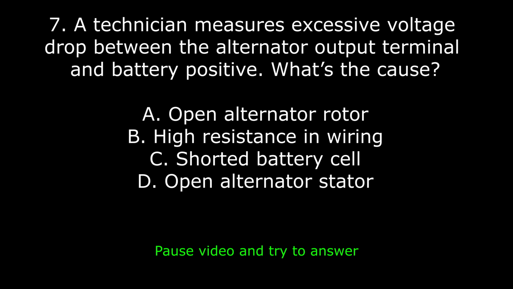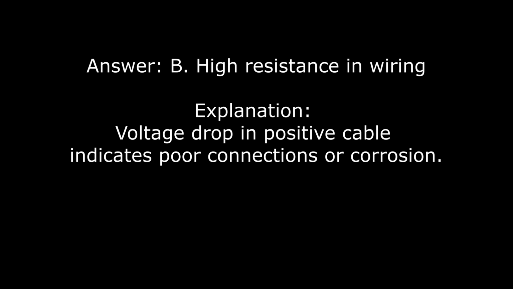7. A technician measures excessive voltage drop between the alternator output terminal and battery positive. What's the cause? A. Open alternator rotor. B. High resistance in wiring. C. Shorted battery cell. D. Open alternator stator. Answer: B. High resistance in wiring. Explanation: voltage drop in positive cable indicates poor connections or corrosion.